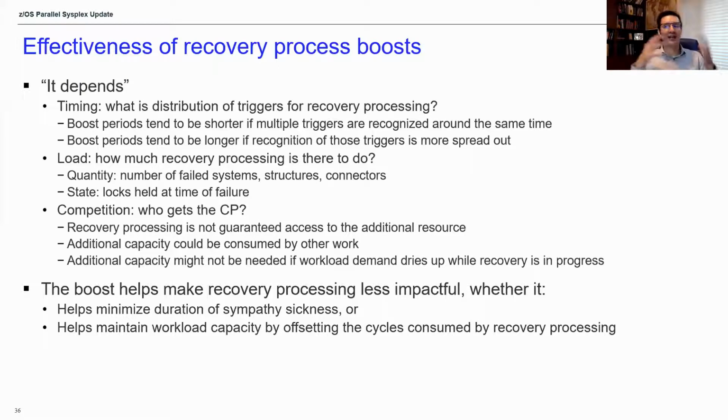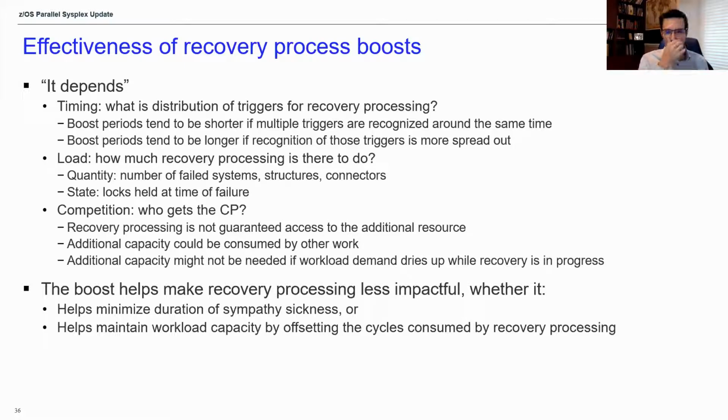So a lot of folks now are going to ask the question, what is the effectiveness of recovery process boosts? And of course, you know IBM, whenever you give a loaded question like that, what do we always say? Your mileage may vary. It depends, right? And it's really true, though, because there's a lot of factors that go into how much of a difference the recovery process boost is going to make.